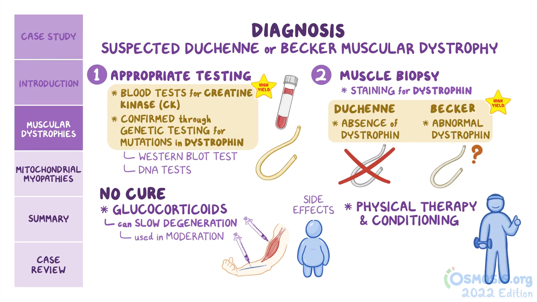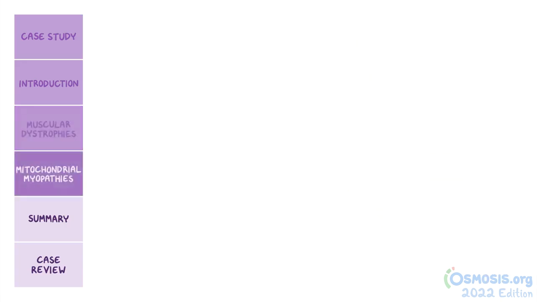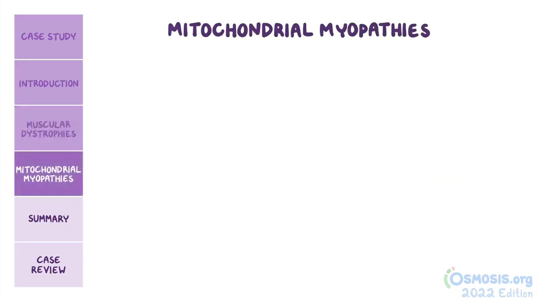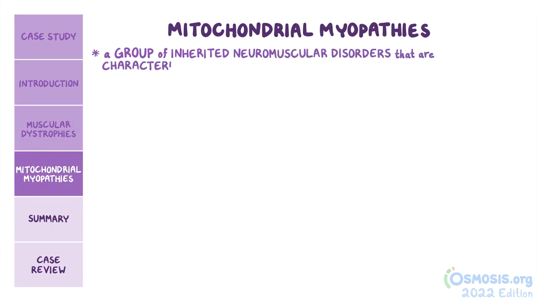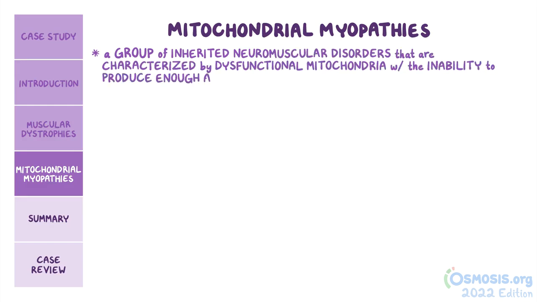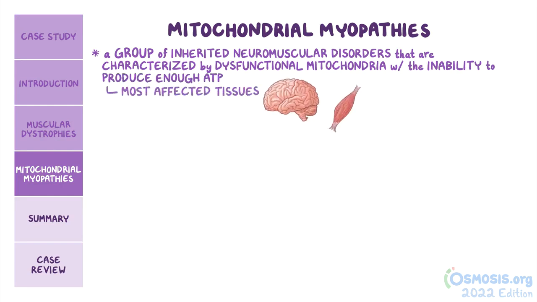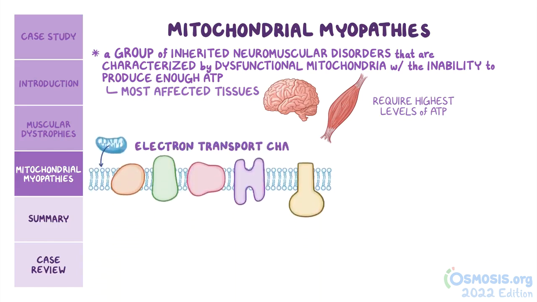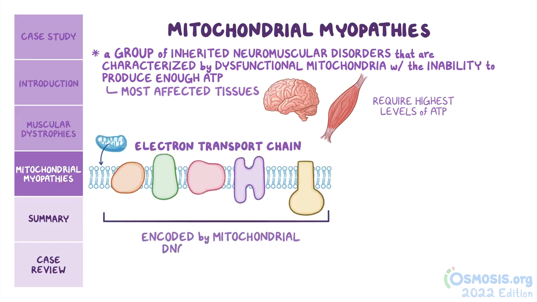Alright, now, another form of inherited muscular disorder is mitochondrial myopathies, which are a group of inherited neuromuscular disorders that are characterized by dysfunctional mitochondria with the inability to produce enough ATP. The most affected tissues include the brain and muscles, since these are the ones that require the highest levels of ATP. Some of the mitochondrial proteins involved in the electron transport chain are encoded by the mitochondrial DNA, while others are encoded by the nuclear DNA.